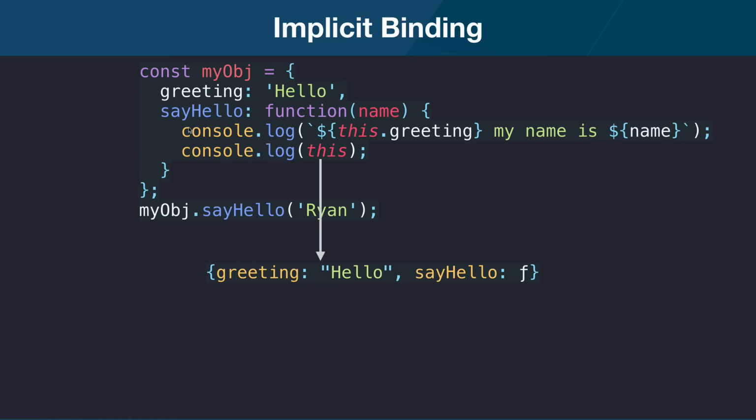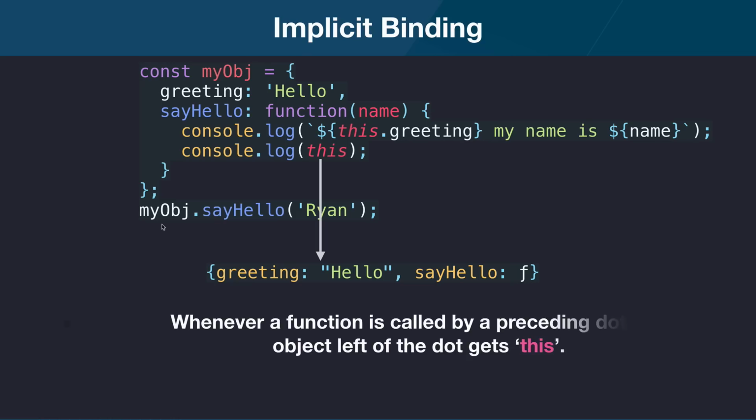That's the implicit binding. It's just implied that if you're using a method on the object, the context that you want is bound to whatever is left of the dot, which is our principle. Whenever a function or a method is called by a preceding dot, the object left of the dot gets this context.